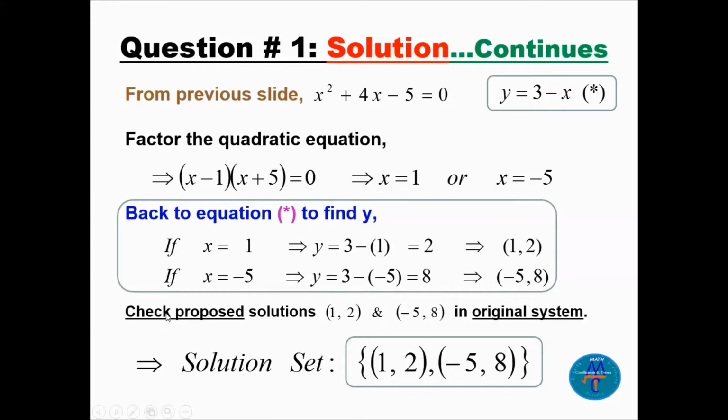You have to check the proposed solution, which are these two, 1 and 2, minus 5 and 8, in the original system. Check it in both, and they will work. So I can write solution set will be 2 points, 1, 2, minus 5, 8. These are the points of intersection of the two circles. I hope you enjoyed this question.